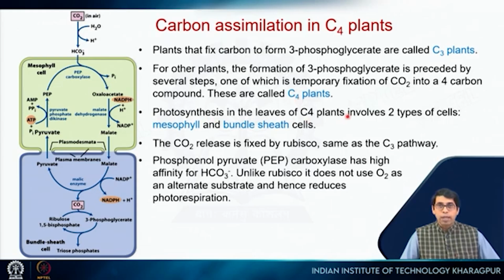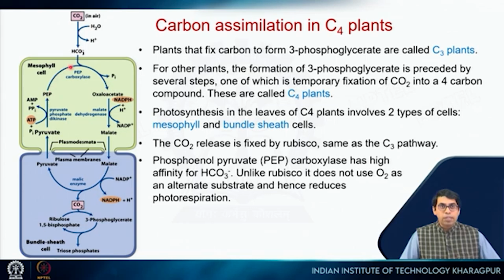Photosynthesis in the leaves of C4 plants involves 2 types of cells, mesophyll, which is shown here in green. So, this is mesophyll, and the other one is bundle sheath cells, which is shown here in blue, right? So, here what happens is phosphoenol pyruvate, in the mesophyll cells, right? They combine with bicarbonate ion. So, carbon dioxide is dissolved in water to produce this bicarbonate ion, and phosphoenol pyruvate carboxylase has very high affinity for this bicarbonate ion. Okay, so it does not have much affinity for oxygen. So, here a filter works.